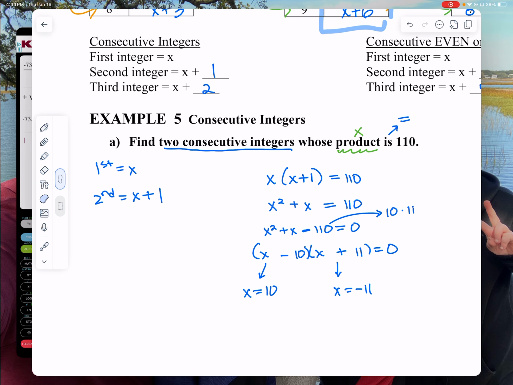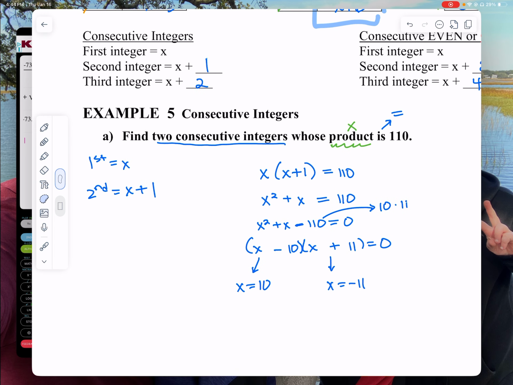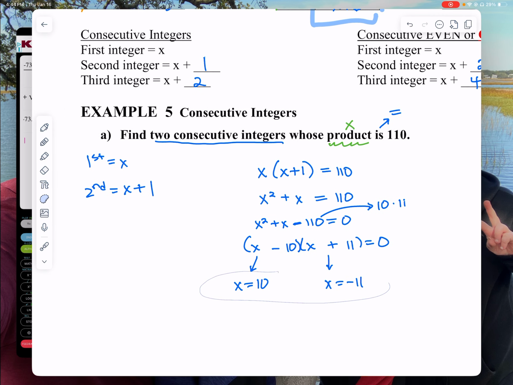Okay, so I will have students in my lab or on the test. I'll say find two consecutive integers whose product is 110, and I get a lot of students who say, oh, the answer is 10 and negative 11. Well, here's my question. Are 10 and negative 11 consecutive? They are not. So what this means is we actually have two sets of answers, okay?